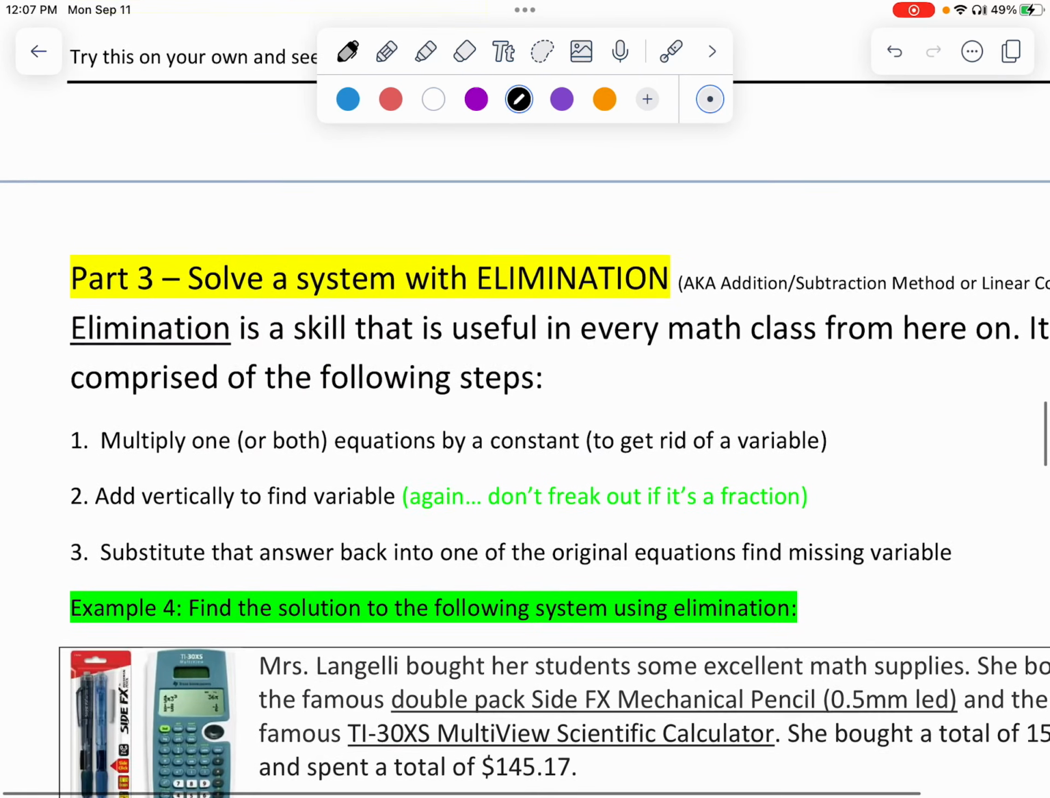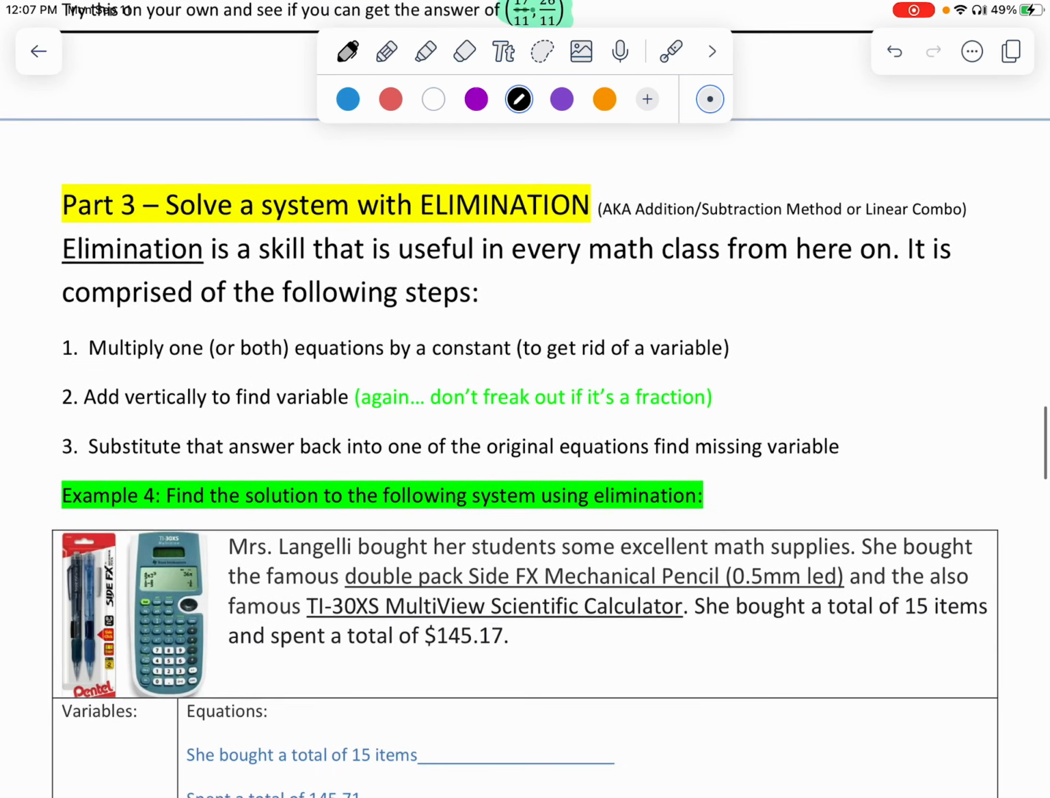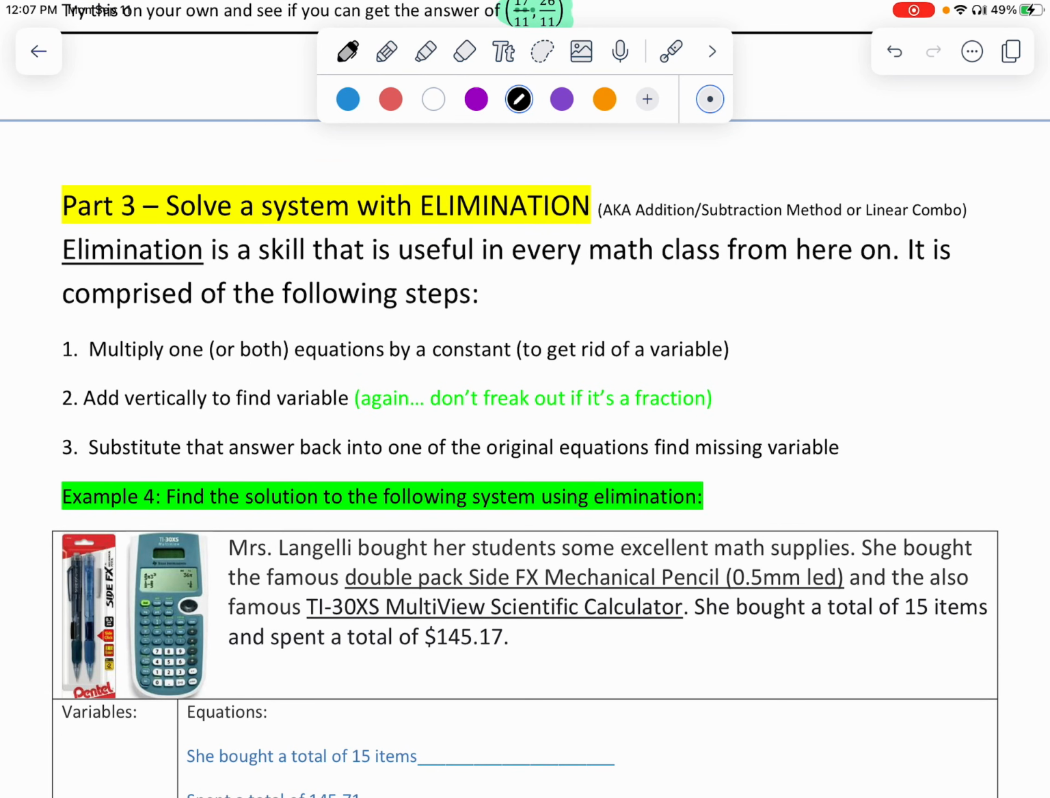All right. Let's try part 3 now. Part 3 talks about elimination. This is also called the addition-subtraction method or linear combination. Elimination is 100% a skill that's useful in every math class. I don't care where you're going after this, you will use substitution or elimination. I do it in physics, we do it in trig, we do it in calc. We do it all the time now in Algebra 2. Okay, so this is actually an Algebra 1 standard, so we're just refreshing that standard, bringing it back so we can use it where we need to.